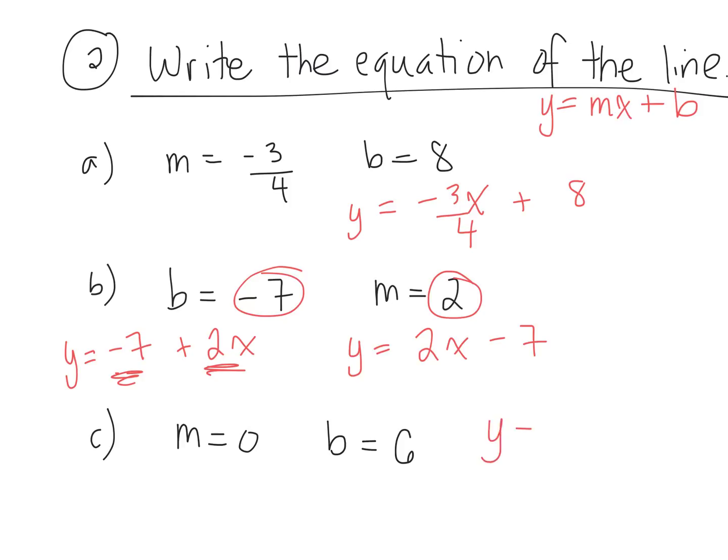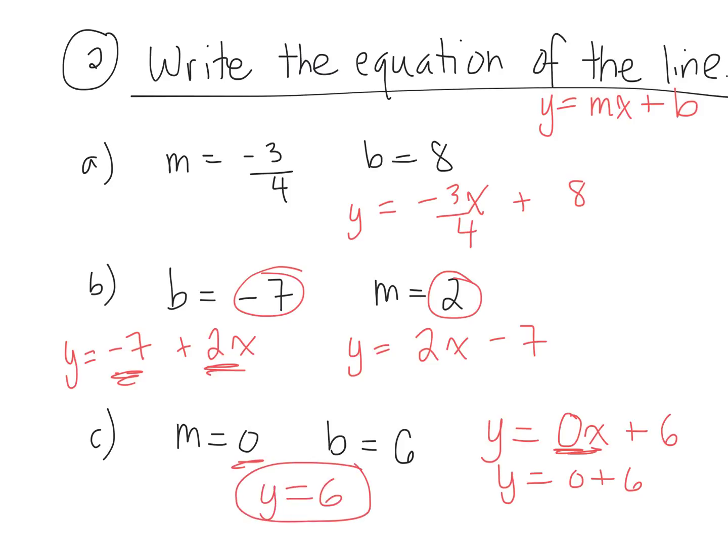So y equals, you wrote the whole thing, so you put 0x plus 6, because you know the slope is 0, but what's 0 times anything? 0. So it's technically y equals 0 plus 6. What's 0 plus 6? So the equation is y equals 6. Final answer, simplified. If the slope is 0, what is this line going to look like? Horizontal. Okay, it's a horizontal line that passes through the y-axis at 0, 6.